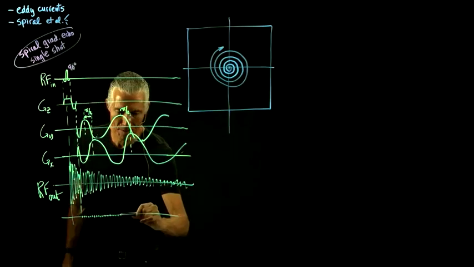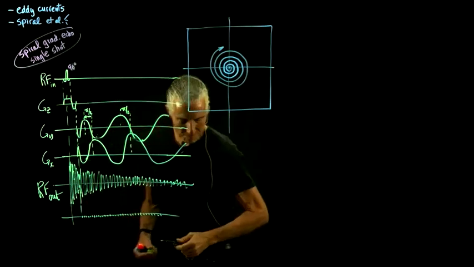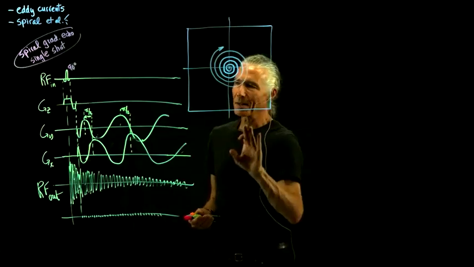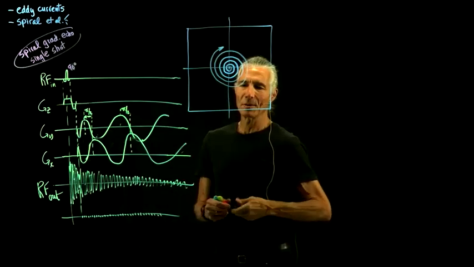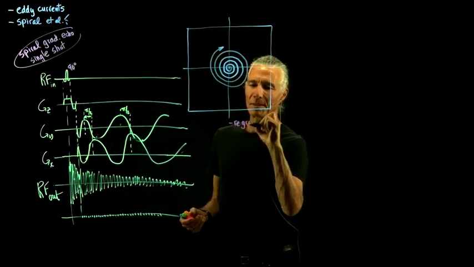Now, there's a problem: it was on a spiral, and we need the data back on a grid, and so we have to do what's called regridding.